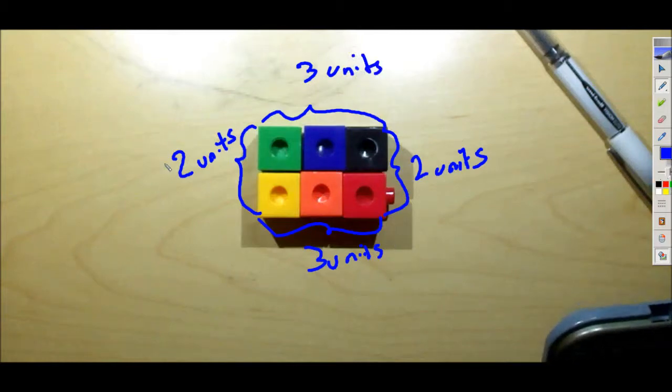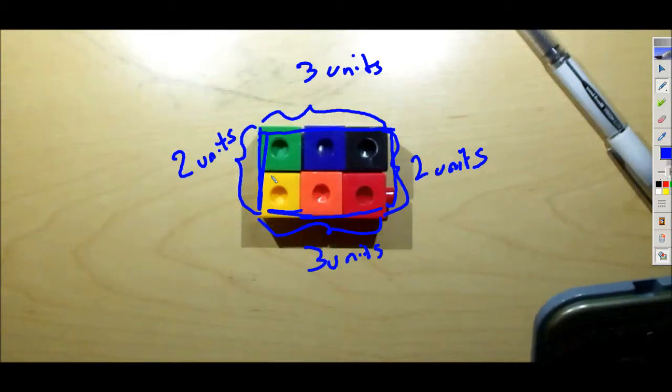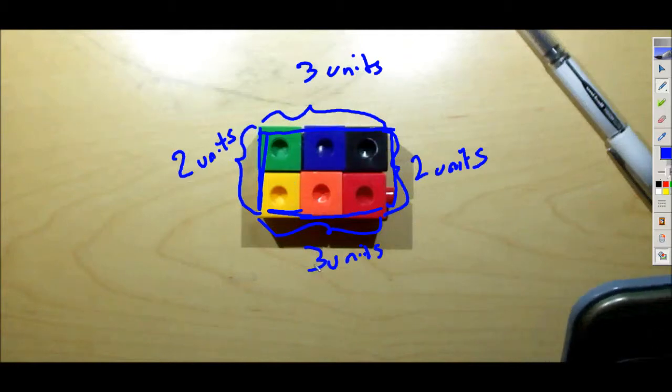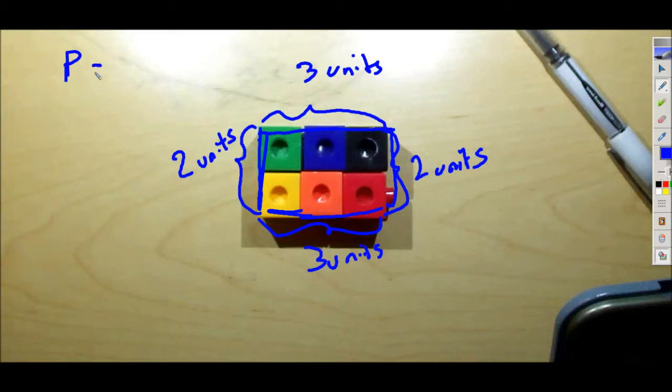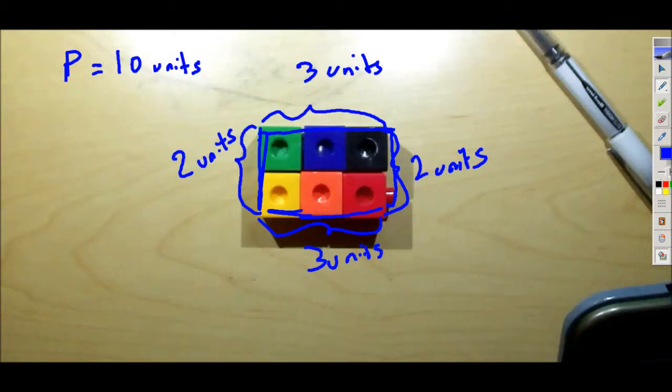So to find the perimeter, which is basically building a fence around this rectangle, we would add everything together. So 3 plus 2 is 5, plus 3 plus 2 would be 10. So the perimeter would be 10 units. We're just measuring the sides and adding them all up together.